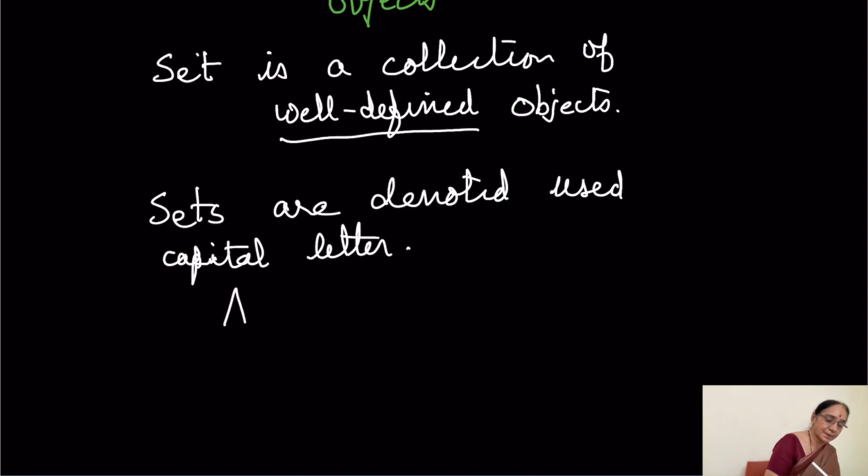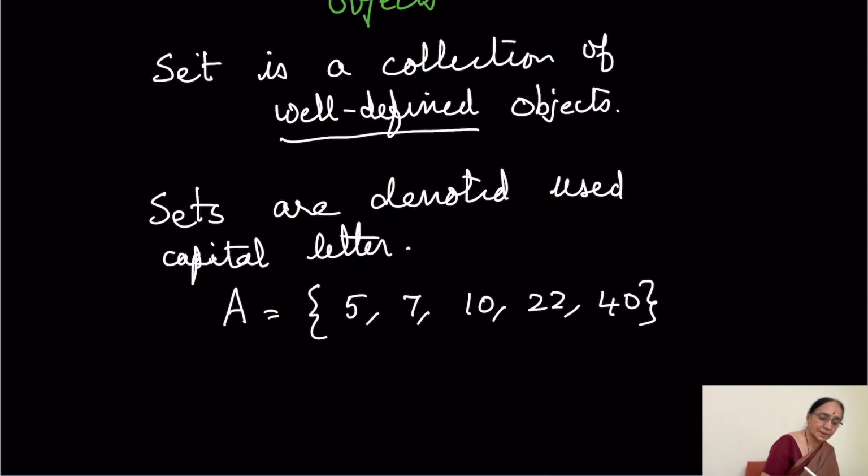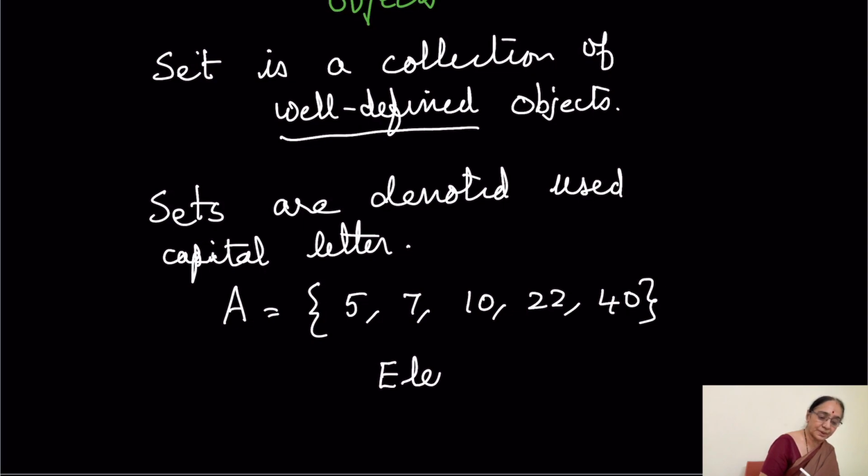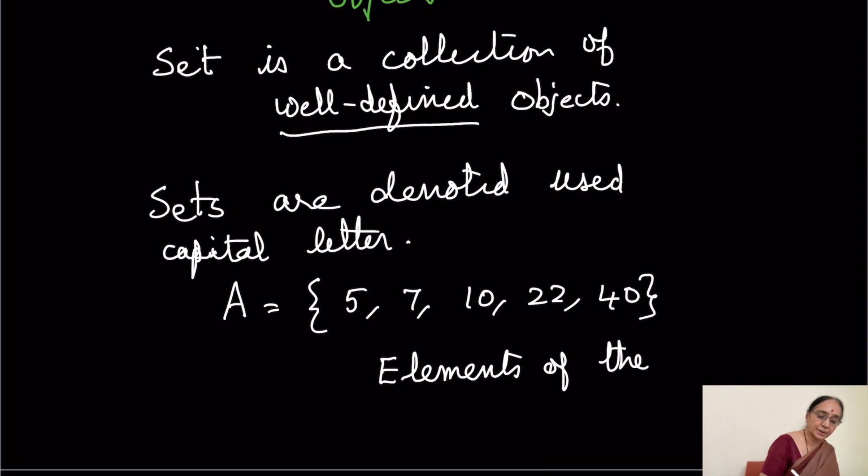So now let me write a set A which has these members, say 5, 7, 10, 22, 40. Now these are members of this set. I have chosen these numbers at random, but I put them in this set A. So this is set A having these members. The members are called elements of the set. The numbers that you see here are the elements of the set A.